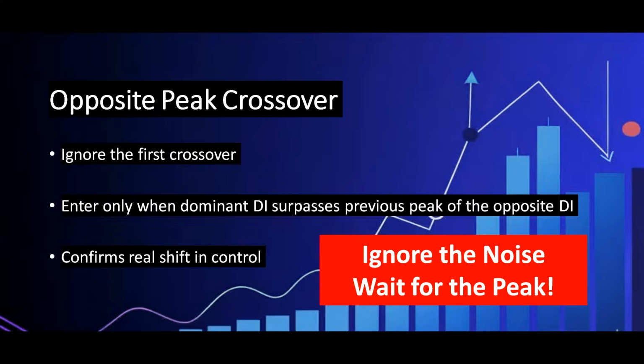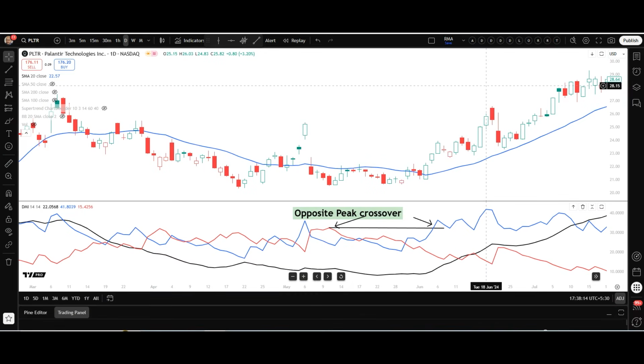Let's check it on the charts to get a first-hand feel. Watch out, PLTR. The crossover had taken place long back. Again a false crossover had taken place, but this time just watch, the blue line was moving up. That is the plus DMI was gaining strength. It crossed the minus DMI's previous peak and that is the place where we should be acting. Not on the first crossover. Wait for this particular confirmation to take place.